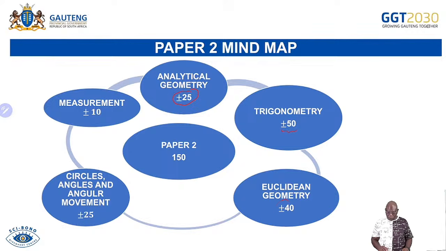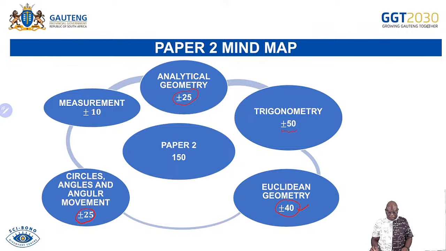We have the next topic, which is Euclidean geometry, which is plus minus 40 marks, and this is one topic where we really need to understand the theorems and also understand the statements and the reasons that we give. The reasons that we give in this section are very important. But if you know the statement and you don't know the reason, at least you can get 1 out of 2 for that question.